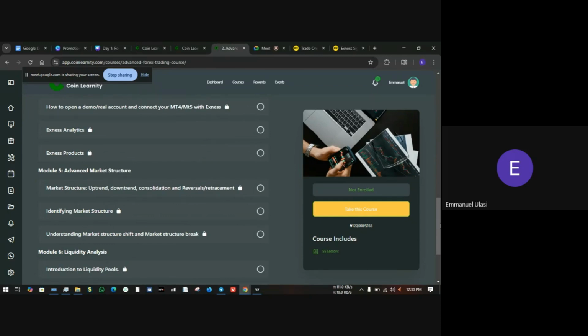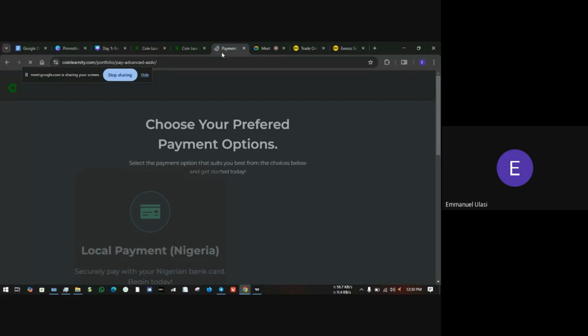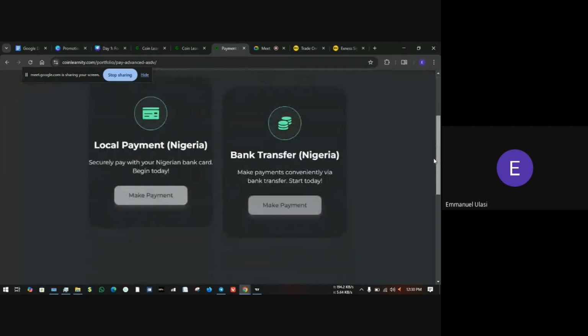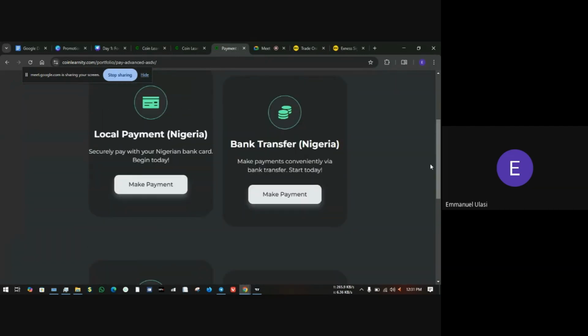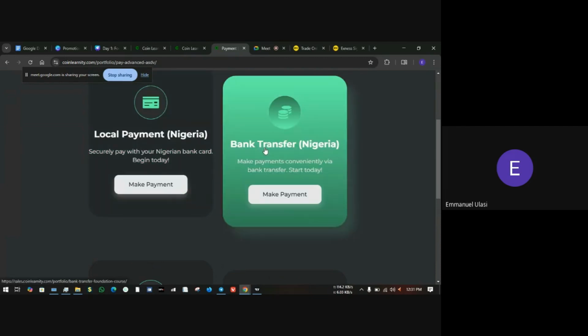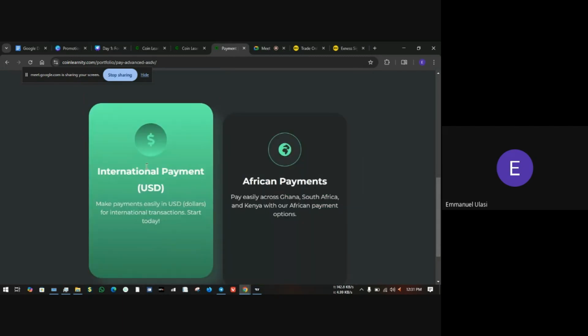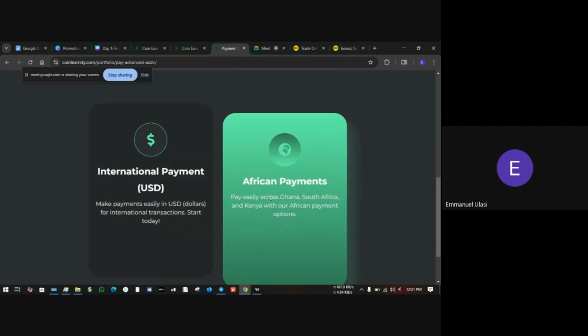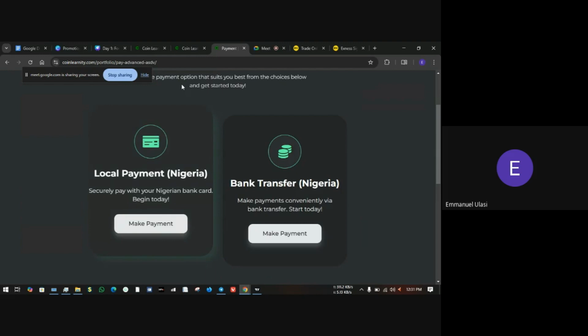Now, to actually enroll for these courses, what you need to do is click on the take the course button here. When you click on that, that should load up the next page for you, so have patience and allow the page to load up. Now, as you can see, once the page loads up, it takes you to the payment option page. We have different types of payment options. We have the local payment option, which is for Nigeria. We also have bank transfer, which is available to Nigerians also. And over here, we have international payments for people outside Nigeria, and also African payments for people outside Nigeria. So any of these payments you can use to purchase any of these courses.